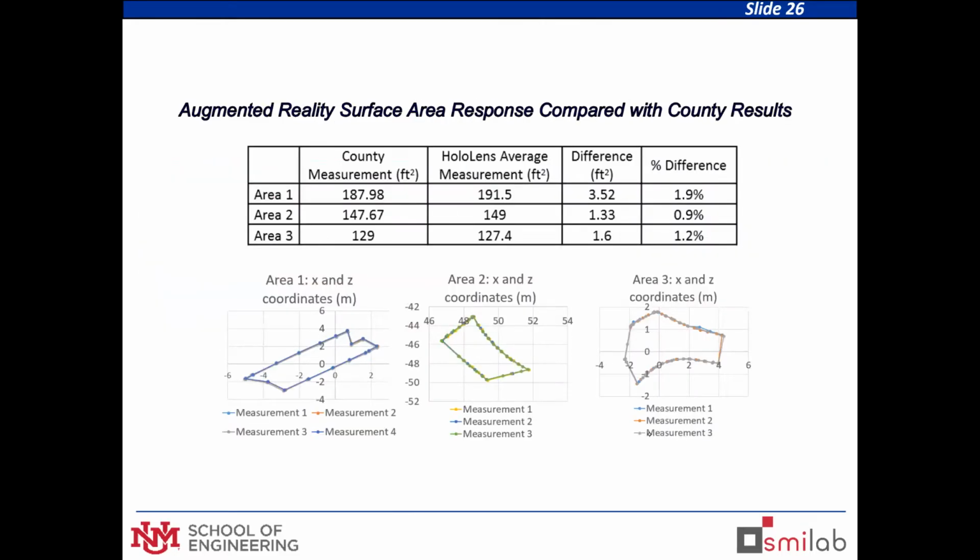The results were astonishing. On the first column, you have the survey data for the 3 areas, 187, 147, and 129. And on the second column, the HoloLens average measurement, 190, 149, 127. The errors, in summary, were under 2%. The Los Alamos County was satisfied with this error. They even questioned if, because of the cloudy day or the location of the stations, the error is negligible from their perspective.